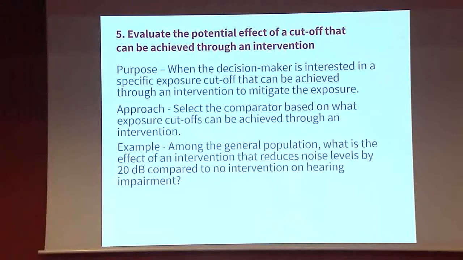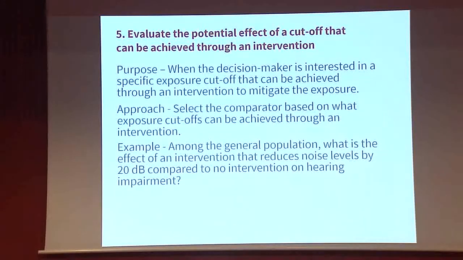And then finally, we're moving closer to health decision making, going into that field of making recommendations. The fifth way of thinking about these population exposure comparison and outcome questions is that decision makers may be interested in a specific exposure cutoff that can actually be achieved through an intervention, and be interested in looking systematically in what, for instance, the preventable fraction may be, such as simple earmuffs in a high-noise occupational environment.